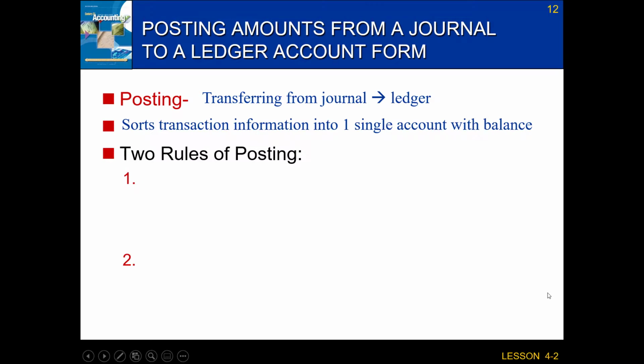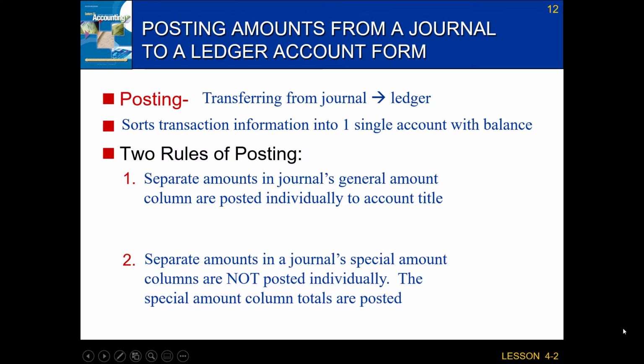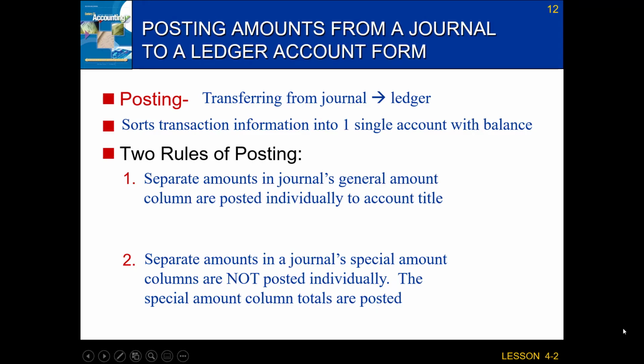When we talk about posting, there are two main rules. The first rule of posting is that separate amounts in a journal's general amount column are posted individually to the account title. And the second rule is that separate amounts in a journal's special amount columns are not posted individually. Instead, the special amount column totals are posted. Say what? Okay, if you're confused about that, we're going to take those two rules and we're going to break them down.